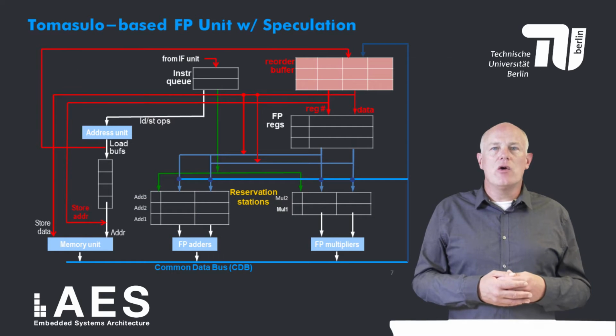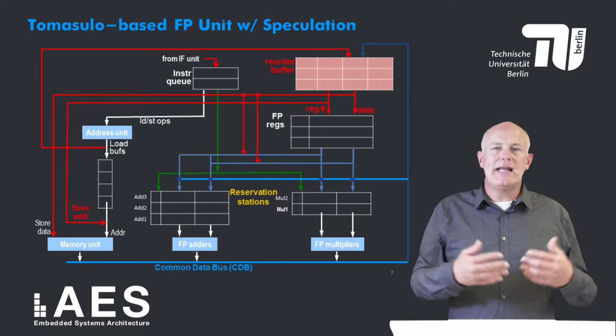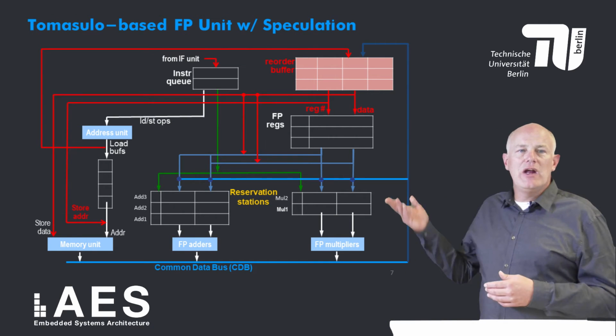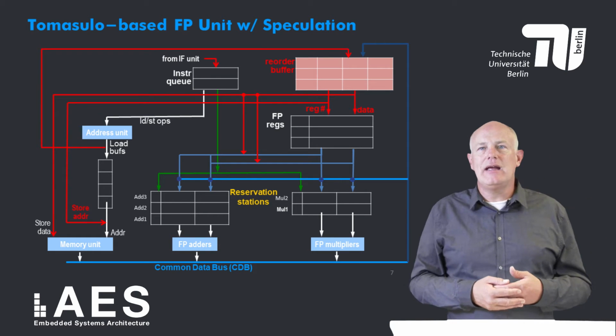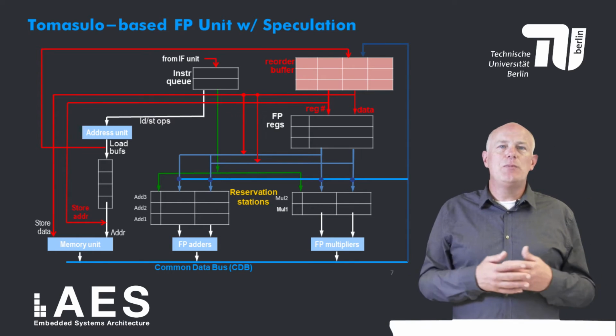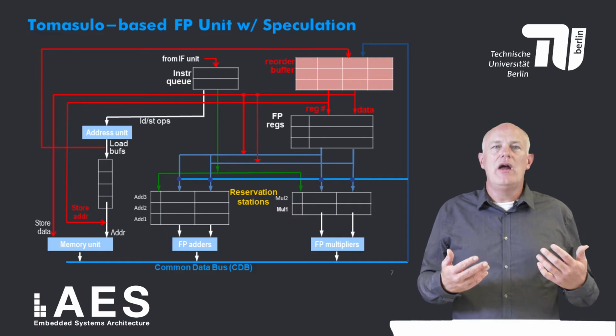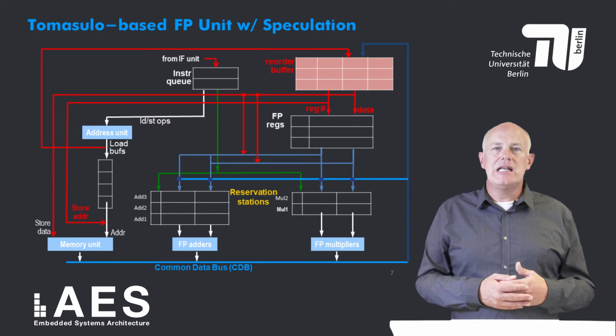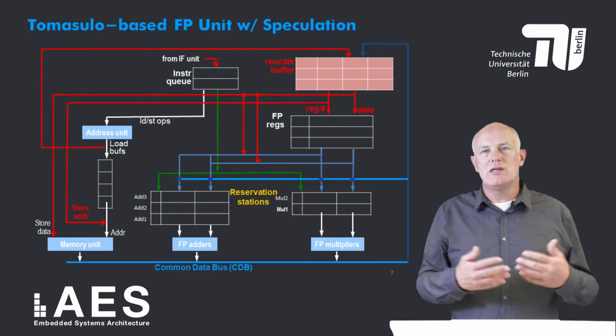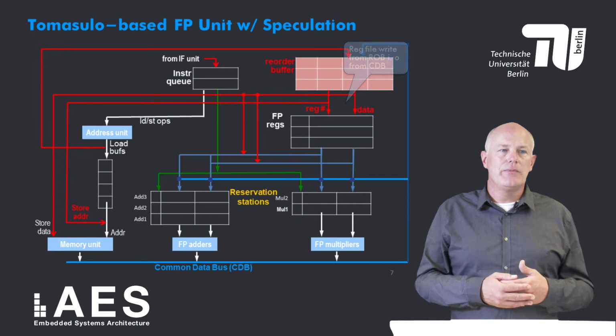This figure shows the organization of a floating point unit based on Tomasulo's algorithm extended with speculation. The reorder buffer is highlighted in red at the top right. I will now explain the differences between this figure and the figure we have seen in a previous lesson that implemented Tomasulo's algorithm without speculation.